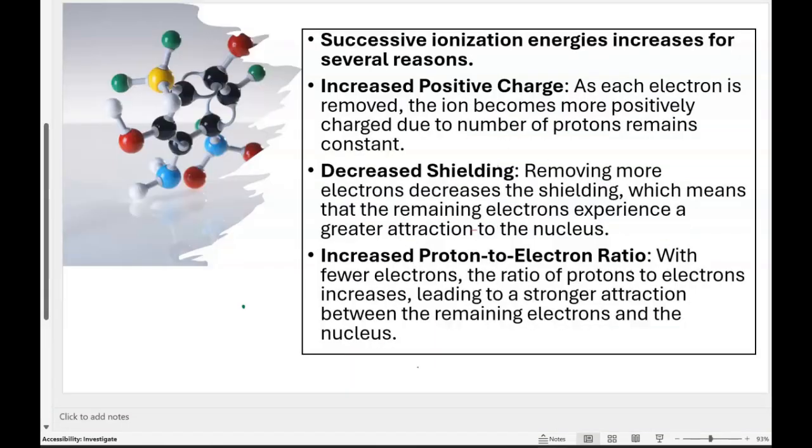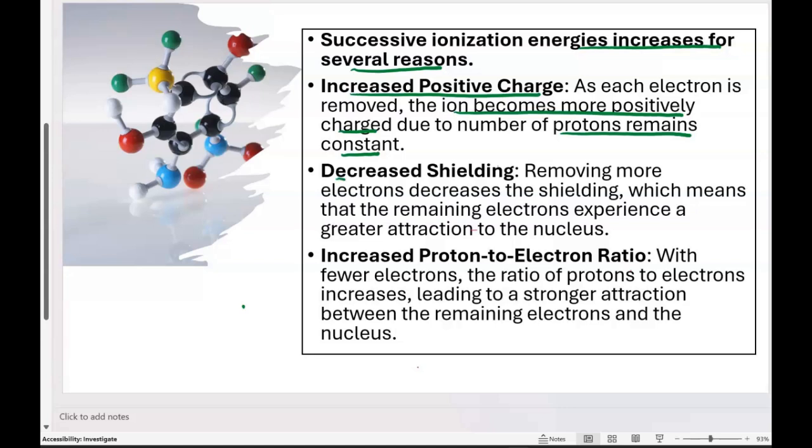Successive ionization energies increase for several reasons. One reason is increased positive charge. As each electron is removed, the ion becomes more positively charged because the number of protons remains constant.